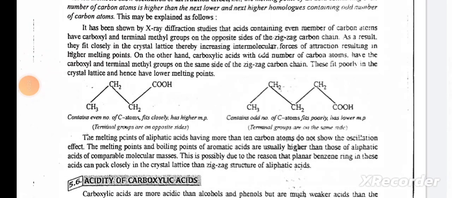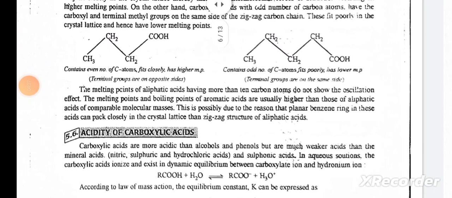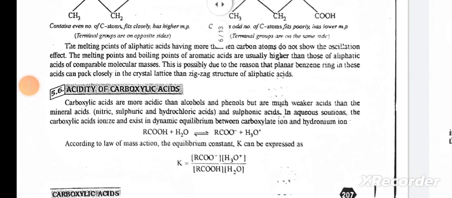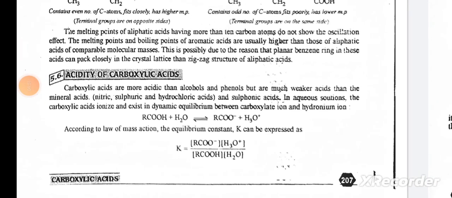The melting points of aliphatic acids having more than 10 carbon atoms do not show the oscillation effect. The melting points and boiling points of aromatic acids are usually higher than those of aliphatic acids of comparable molecular masses. This is possibly due to the reason that the planar benzene ring in these acids can pack more closely in the crystal lattice than the zigzag structure of aliphatic acids.